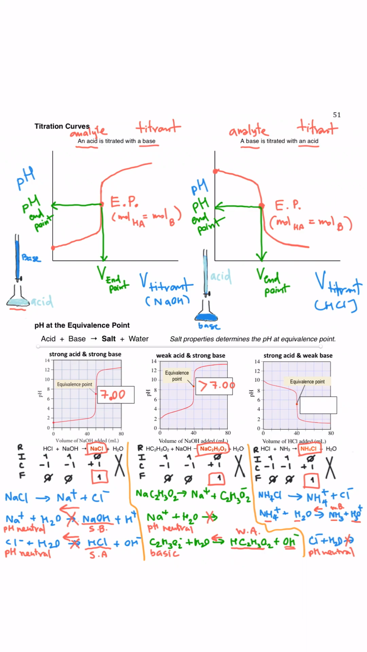Therefore, in this case, because ammonium ion produces hydronium ions, the ammonium ion would be an acidic ion. And we saw previously that the chloride ion will not react with water. Therefore, the chloride ion is pH neutral. When we have the acidic ion paired up with a pH neutral ion, the overall salt would become an acidic salt. Therefore, the equivalence point that contains an acidic salt will have a pH lower than 7.